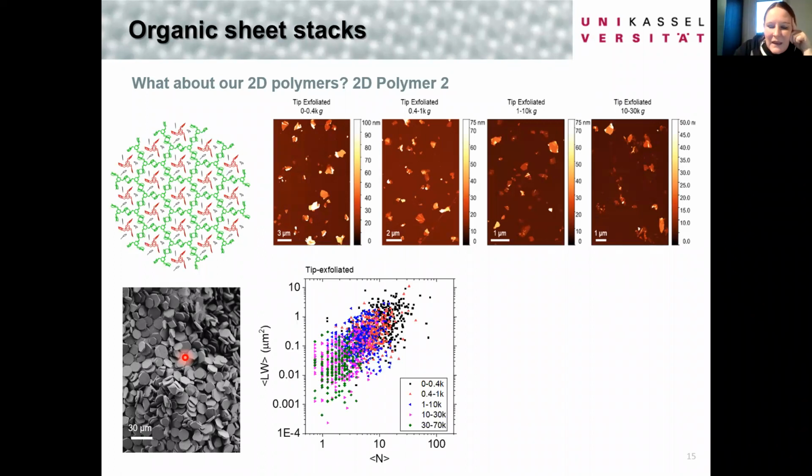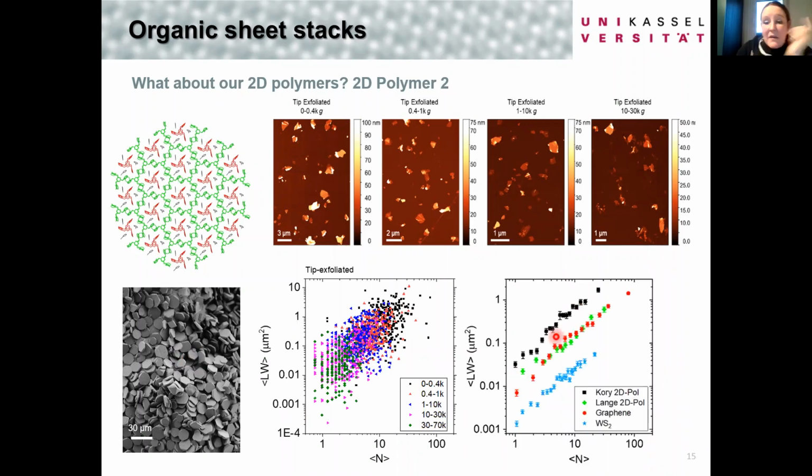Again, we can do our AFM analysis and count a lot of nanosheets. So here is area again plotted as a function of layer number. Each data point is a single sheet. The different colors are different size selected fractions. And again, when we draw a comparison, we see that this material is even better exfoliable. So it's now here the black trace, and red is the graphene and green is the polymer we saw before. And here the monolayers are even larger.